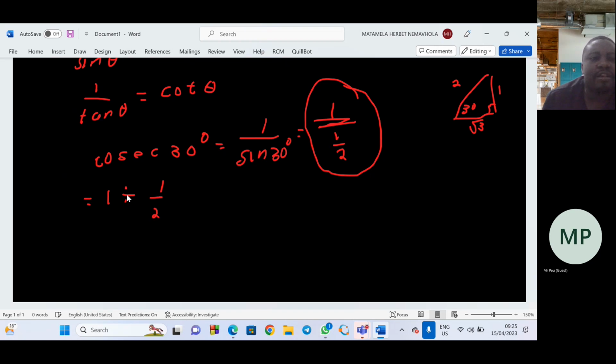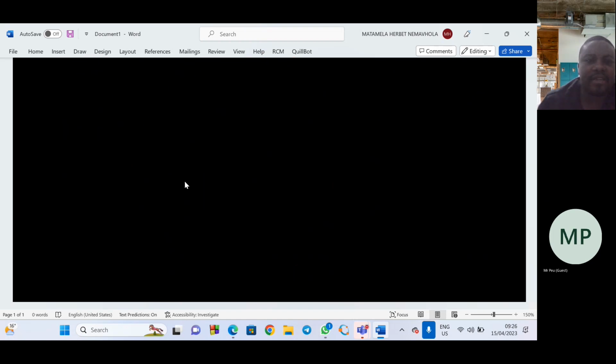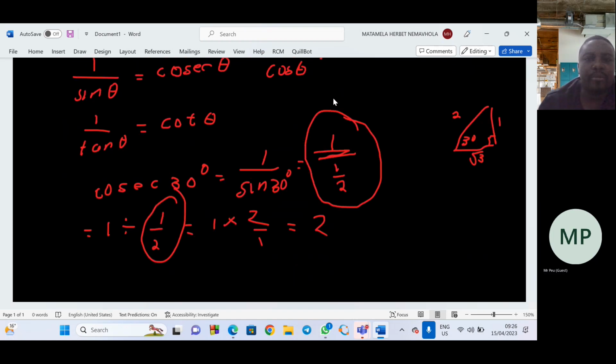1 divided by 1 over 2 is the same as 1 multiplied by the reciprocal. The 2 goes on top and the 1 goes to the bottom, you swap these values. Then you have 2 over 1, and your answer is 2. So cosec 30 equals 2.